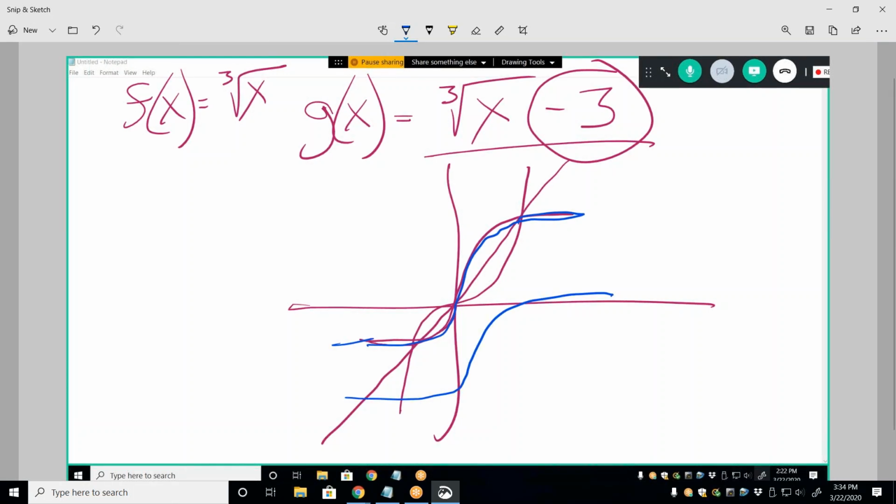Okay. Looks like that point is shifted down to -3. That point that was 0, 0. In other words, this point, I didn't draw it quite right. There's the inflection point. That blue point should be right there. Okay.